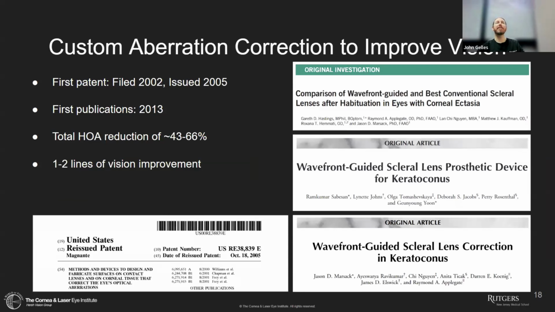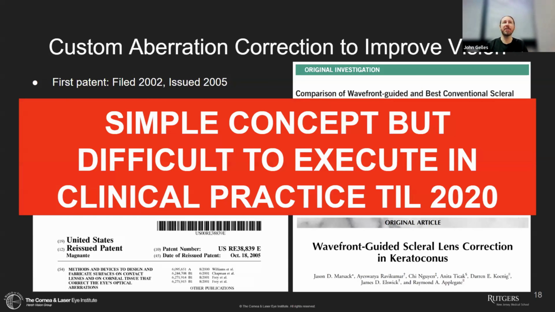Now, this has been around as a concept for a very long time. The first patents on this were filed in 2002, issued in 2005. The first publications on using scleral lenses with wavefront guided optics were in 2013. And what those showed were a reduction of anywhere from about 43 to 66% reduction of higher order aberrations, which corresponded to about a 1 to 2 line visual acuity improvement. Now, simple concept, but it was difficult to execute in clinical practice.